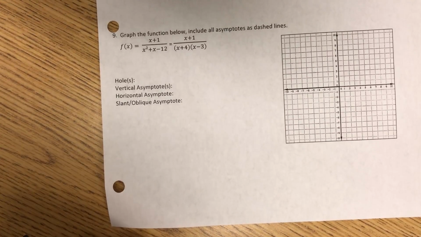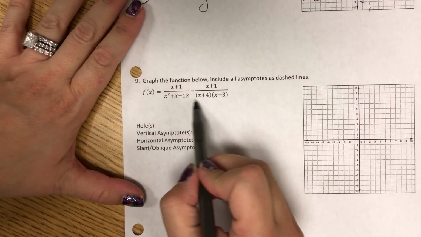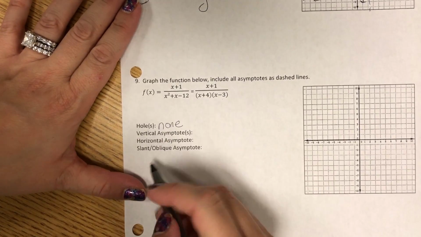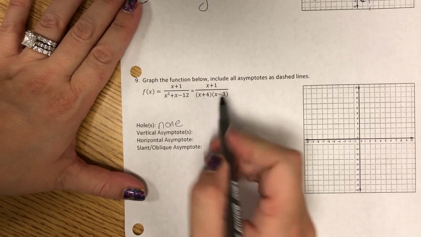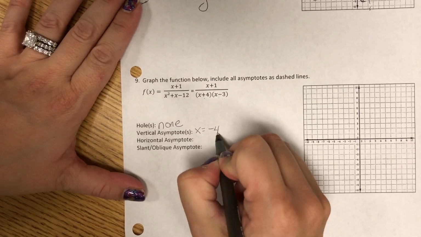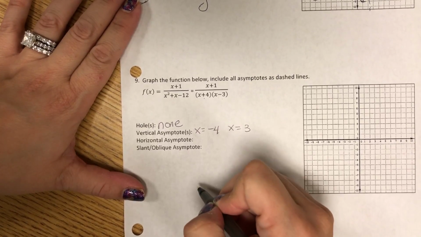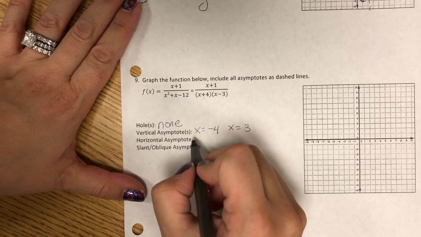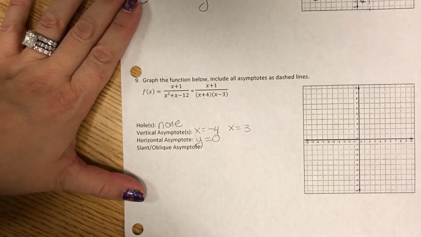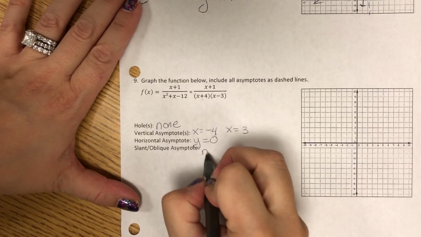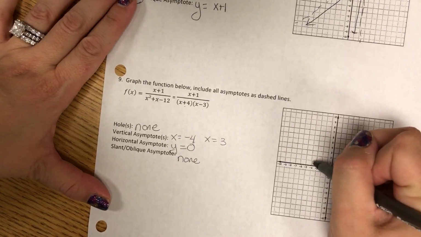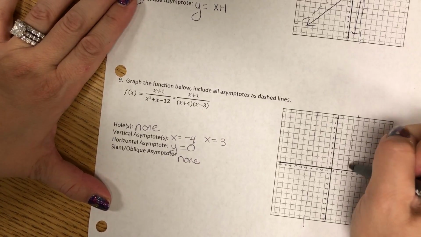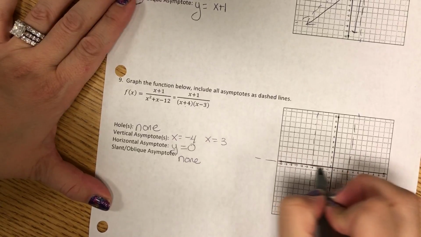All right, number 9. We factored the denominator. Nothing cancels, so there's no holes. The vertical asymptotes are at x equals -4 and x equals 3. And since the degree of the numerator is smaller than the degree of the denominator, the horizontal asymptote is at y equals 0. So there is no slant. All right, -4, 3, 0.